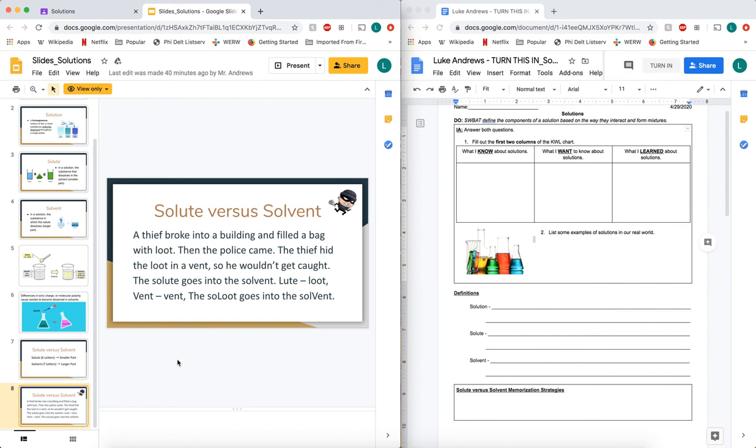The solute goes in the solvent. The loot goes into the vent. The solute into the solvent. Okay? So I like it. It's corny. It's good. Hang on to that.